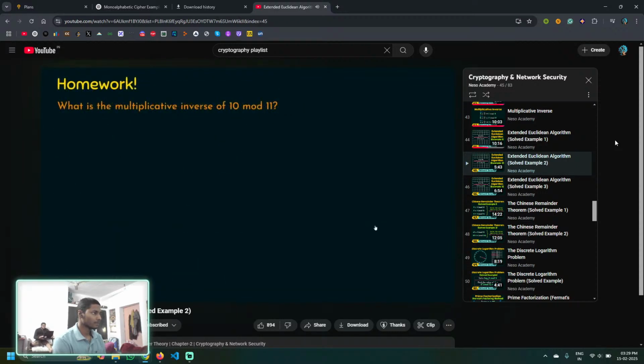Before we sign out, let's see the homework question. The question is, what is the multiplicative inverse of 10 mod 11? I request you to solve this problem and post your answers in the comment section.